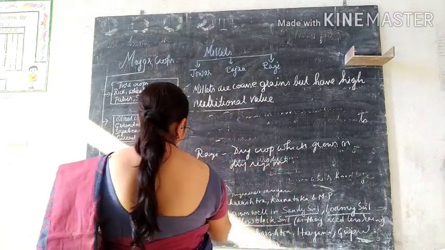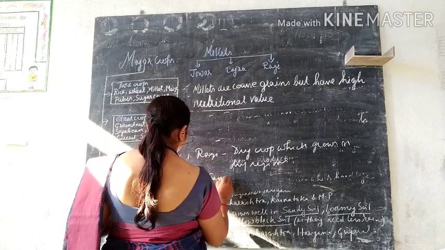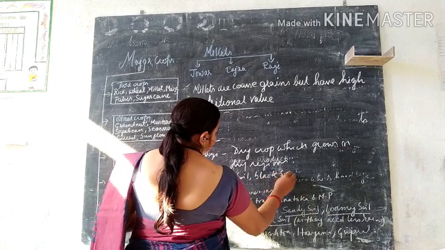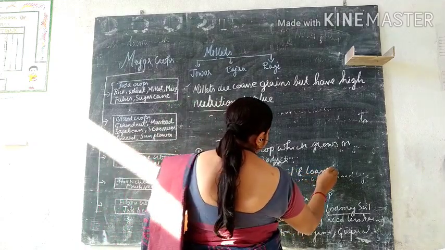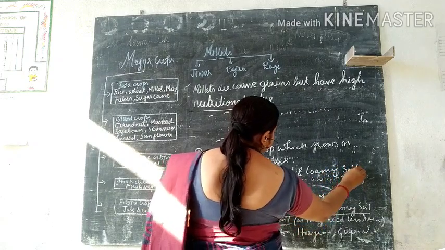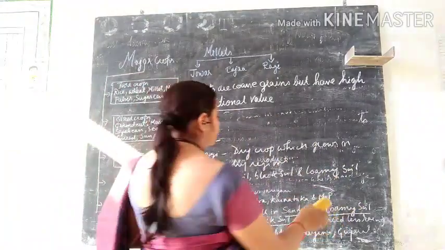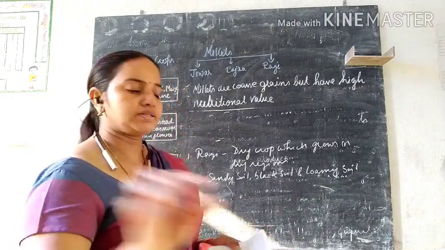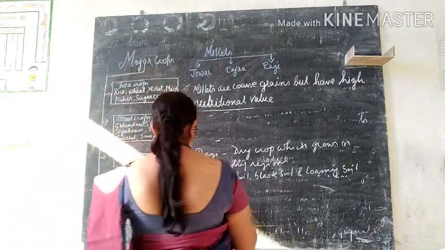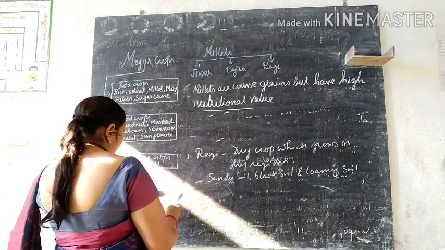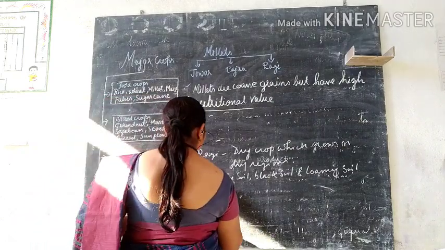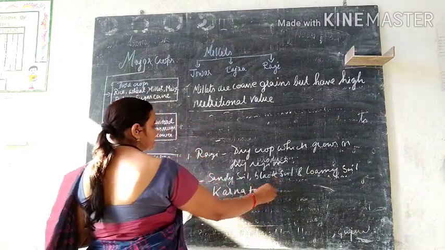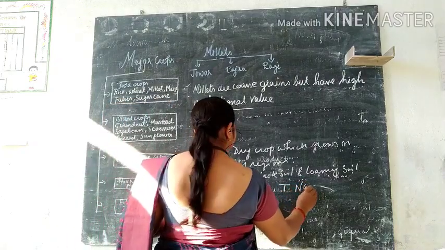It also needs the same kinds of soil: sandy soil, black soil, and loamy soil. We all know that loamy soil is called mountain soil because it is good in all respects. So it grows in three kinds of soil: one is sandy soil, the other is black soil, and the third is loamy soil. And the biggest state which produces ragi is Karnataka, and after Karnataka is Tamil Nadu.